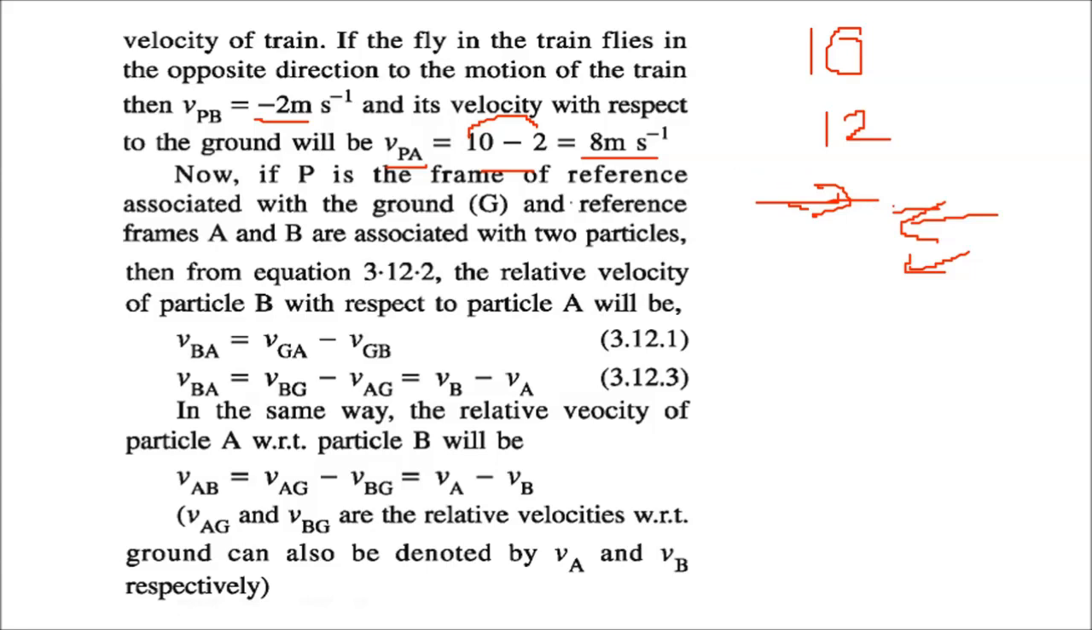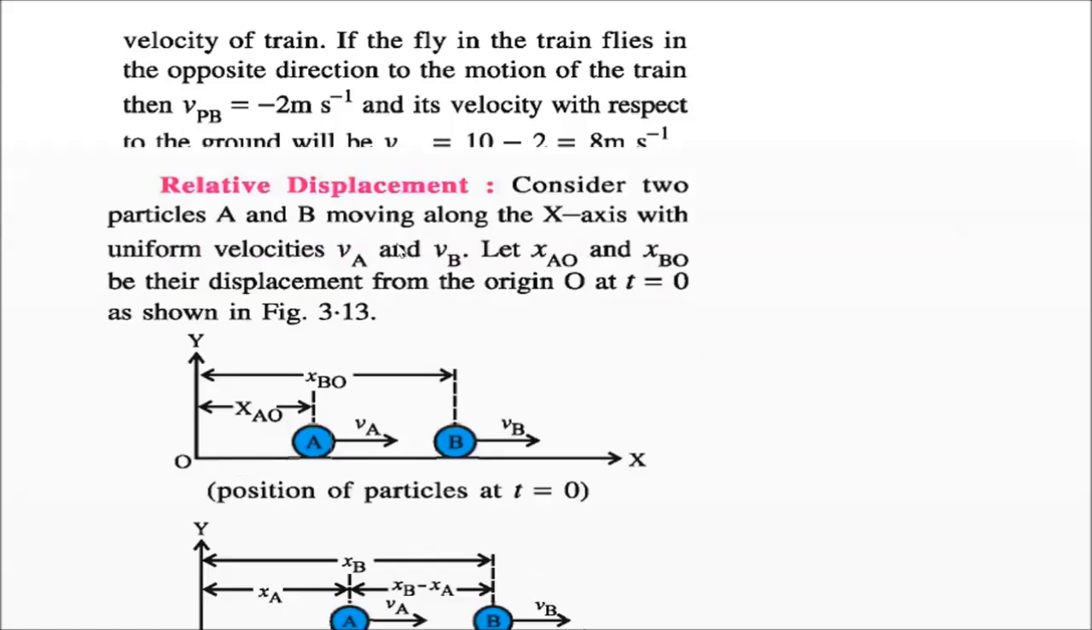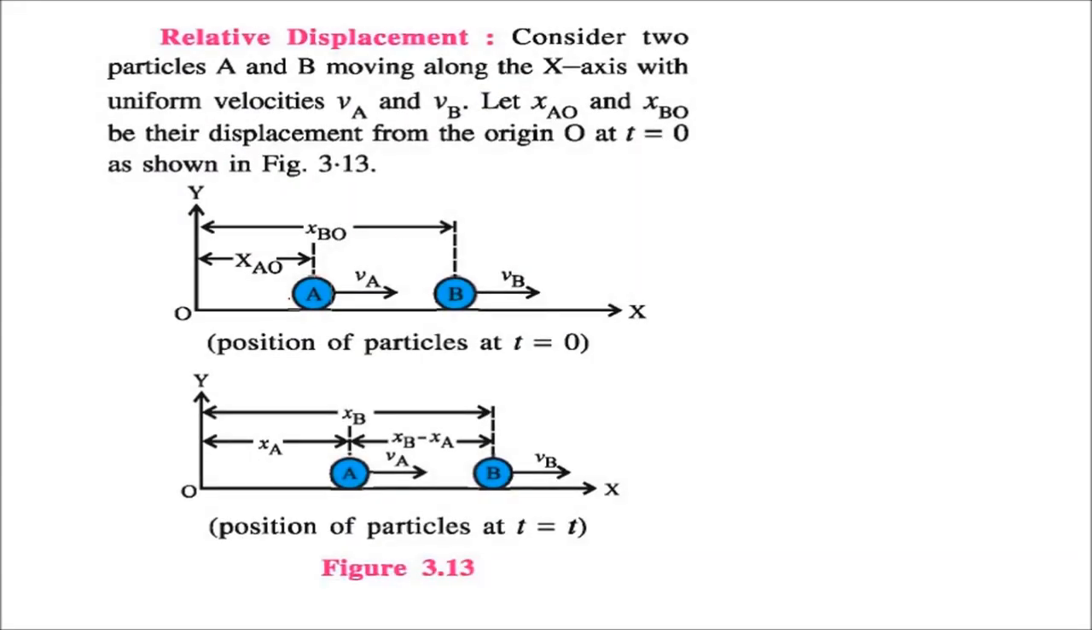And now if P is the frame of reference which is associated, say, with ground, and references A and B are associated with some two particles, we'll see in the equation and diagram also. What will be the relative velocity of the particle B with respect to A? I'm giving you an idea about this. We are talking about this relative motion. So the objects are here, A and B. Now they are moving, say A and B are moving together. If A and B are moving together in the same direction, the things will be different. If they are moving in the opposite direction, the things will be different.